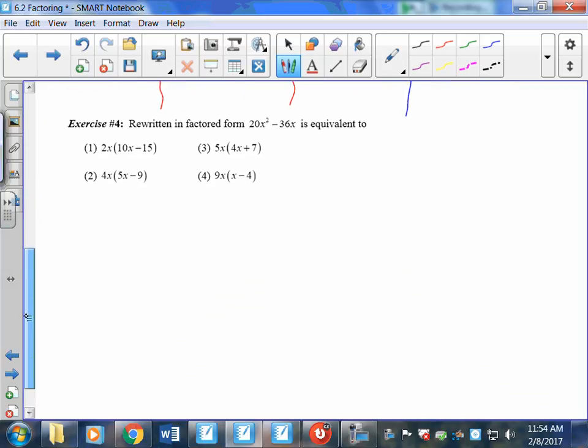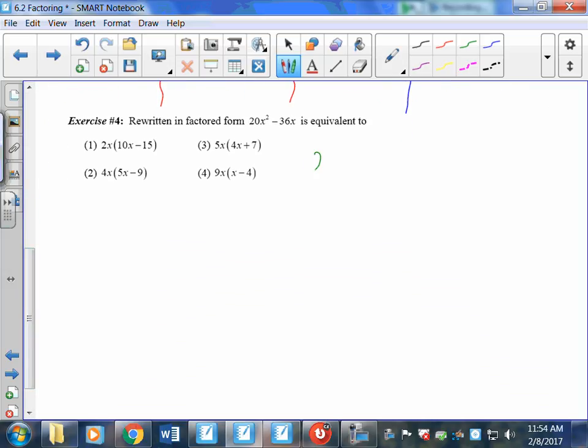Okay, rewritten in factored form, we have 20x squared minus 36x. I always like to take time to write it down if there's not enough room to work underneath it. So the first thing I'm going to do is ask for the largest number that goes into 20 and 36. So we might have to think about this for a minute.